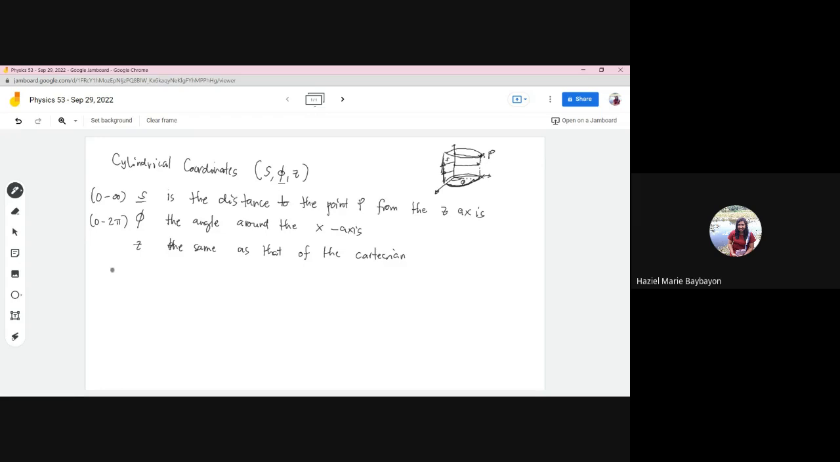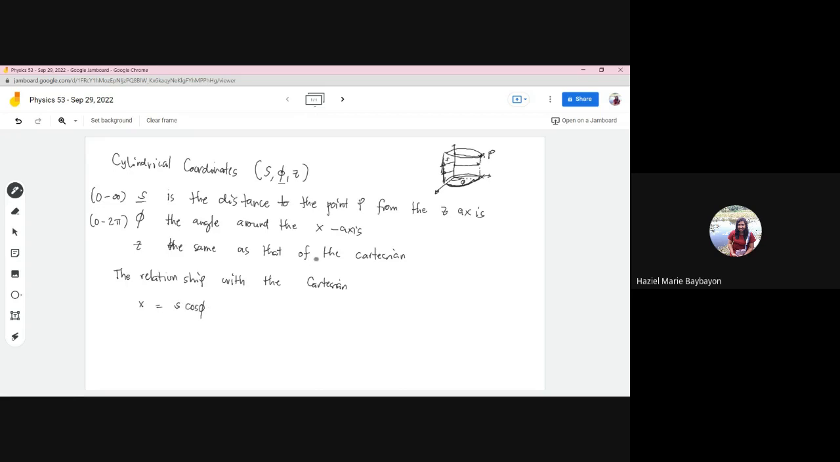So here is the relationship with the Cartesian coordinates. All right, so if you're given S, phi, and z, then you can find x. You can convert it into the Cartesian coordinates. Kung given, pwede siya ma-convert into Cartesian coordinates. You have x equals S cosine phi.